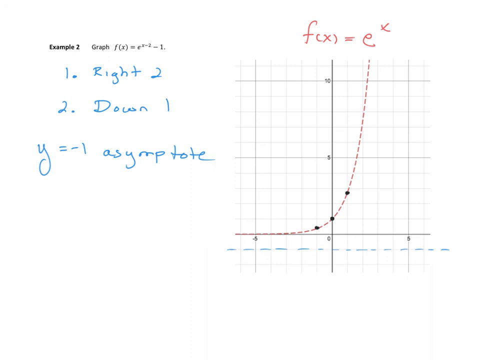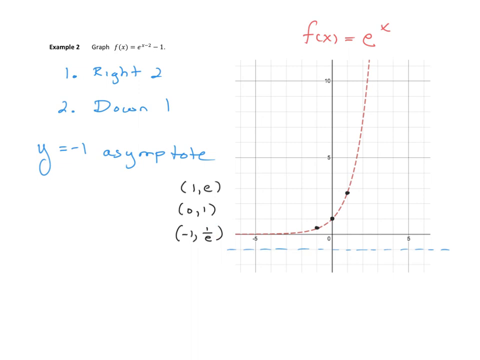So these points were, that was 1 comma e, because if you put 1 into this function, you get e to the first power, which is just e. I also chose 0 comma 1. That makes sense too, because if you put 0 into this function, you get e to the 0, which is 1. And then I also chose negative 1. If you put negative 1 into this function, you get e to the negative 1. But e to the negative 1 is the same thing as 1 over e. So a negative exponent places it into the denominator.